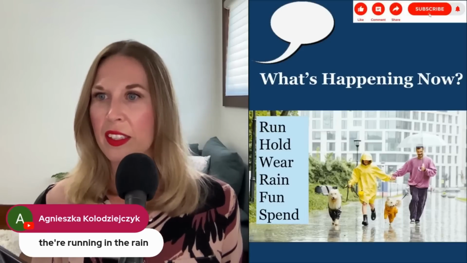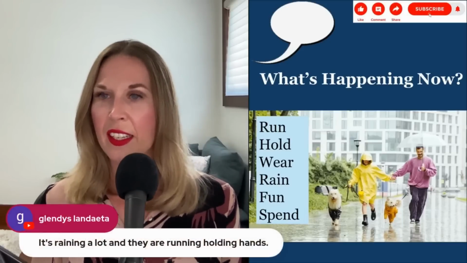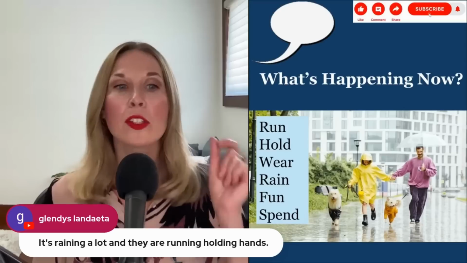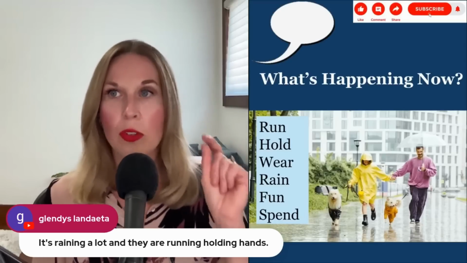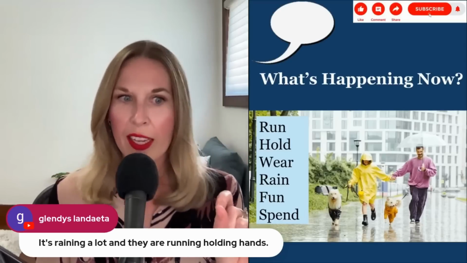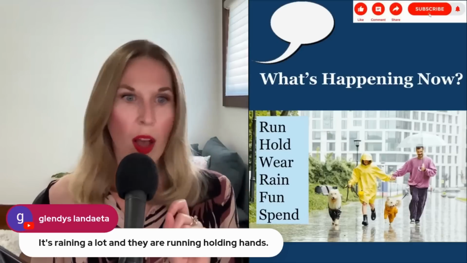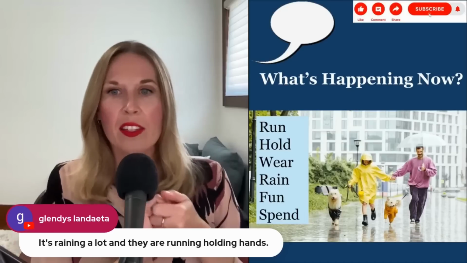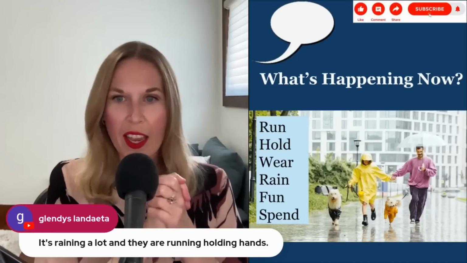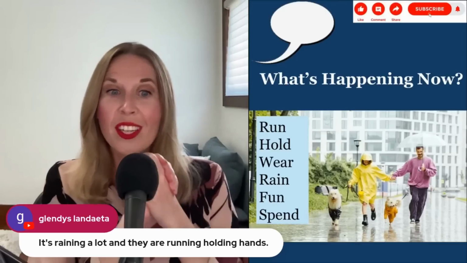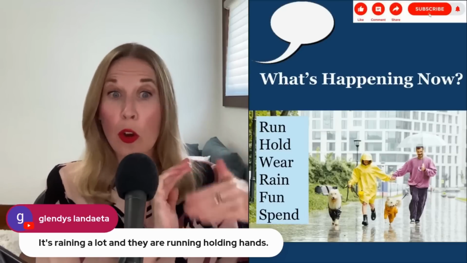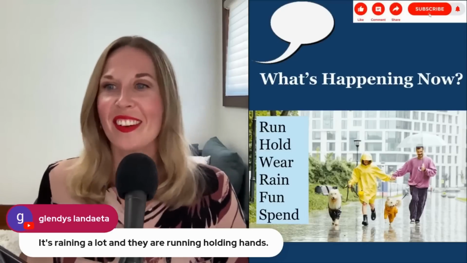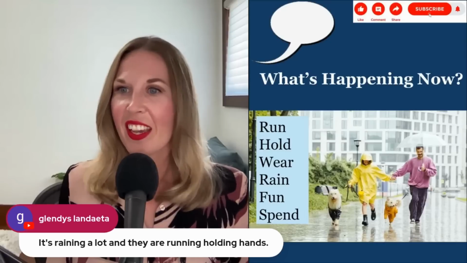Okay. Let's see. Glenda said, it's raining a lot. Exactly. So that is in the present continuous. It is raining. It's raining a lot. And they are running holding hands. So this is holding hands. Exactly. So they're holding hands and they're running holding hands. Very nicely written.